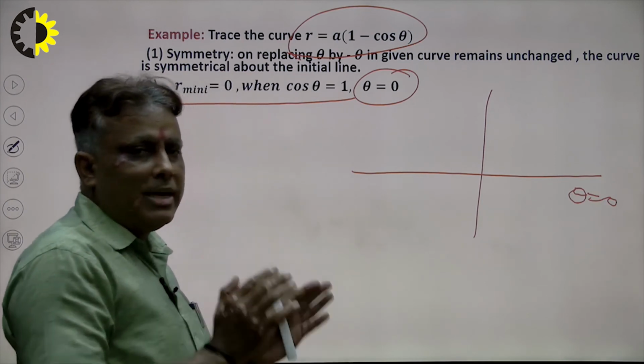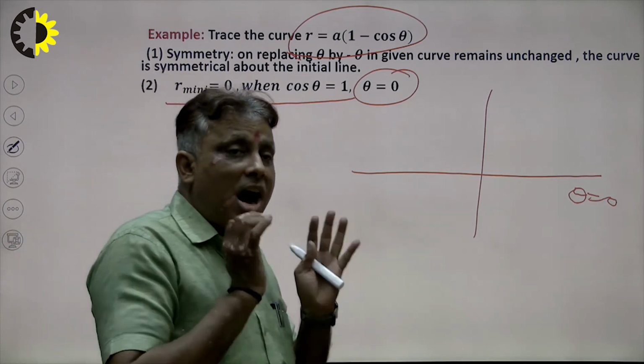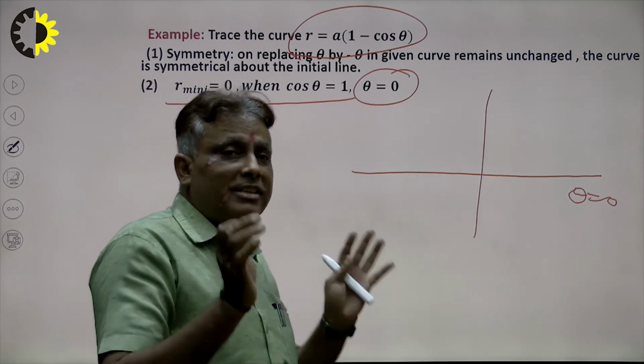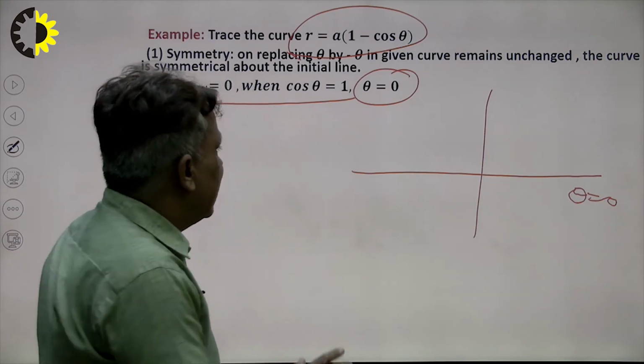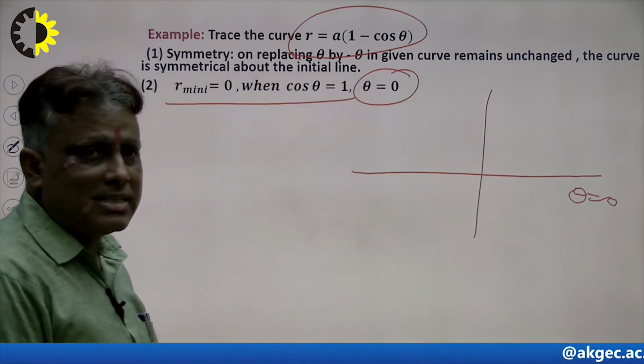That means symmetry and tangent both are the same. Students, keep in mind that r minimum will represent the tangent here, right? That means theta is equal to 0 is the tangent, and the symmetry is also the x-axis, both are the same.